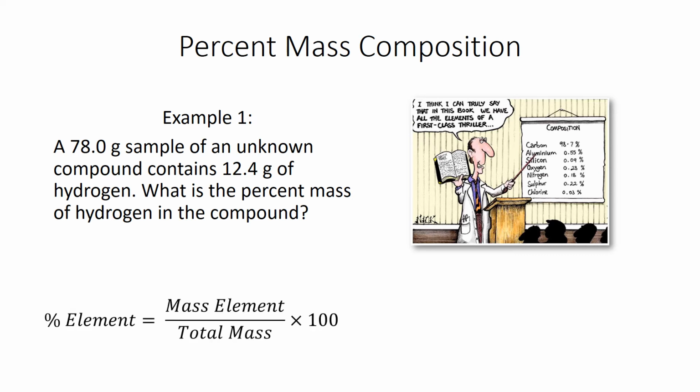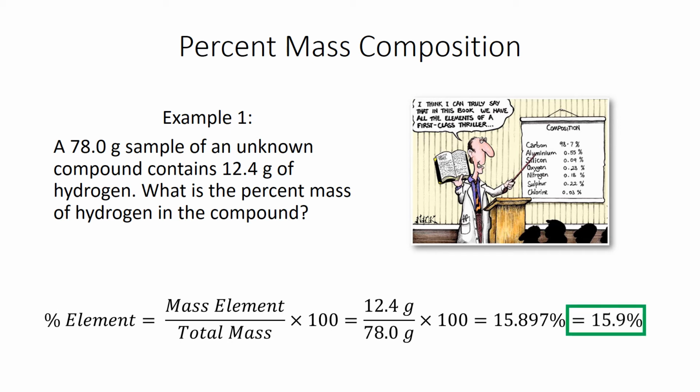So again, we're just going to use our formula. The percent mass of the element is the mass of the element divided by the total mass times 100%. And we just plug in our numbers. Since we used 12.4 grams of hydrogen to make 78.0 grams of this compound, we're just going to divide 12.4 grams by 78.0 grams and then multiply that by 100%. And so we're going to get 15.897, but we only know this to how many sig figs? 3. So we know it to 3 sig figs, and so we have to round to 15.9%.